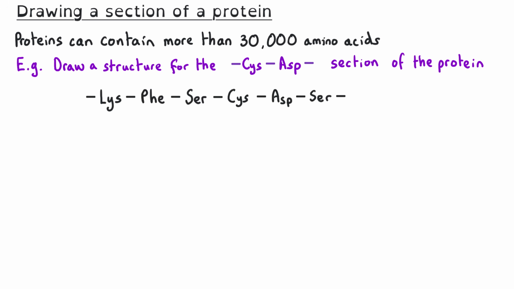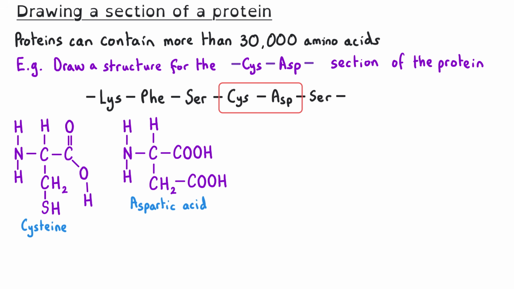For example, you might be given a section of a protein, which I'm showing here, and you could be asked to draw a structure for the cis-asp section of the protein. To do this, you should start by retrieving the amino acid structures, either from the datasheet or given to you in the question. And then you should remove water from this middle here between the two amino acids, and you should form the peptide link between the carbon and the nitrogen.